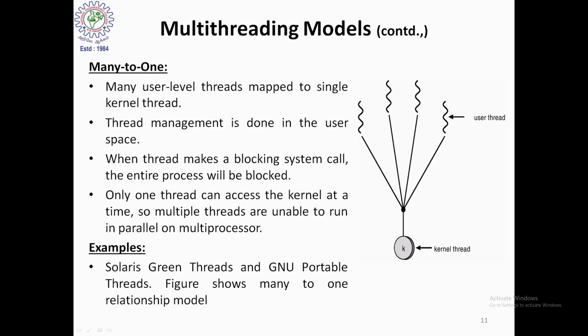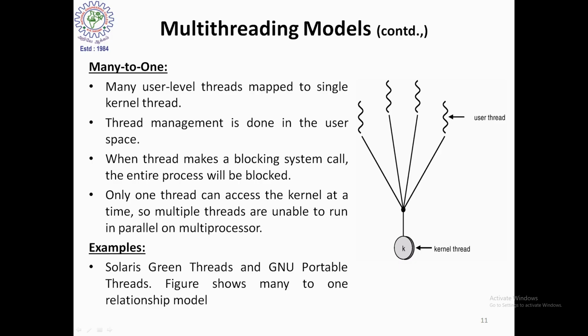The first one is the many-to-one model. As the name indicates, here there are many user level threads and only one kernel level thread. From the diagram you can clearly see that there are n number of user level threads present here, and only this round represents the kernel.